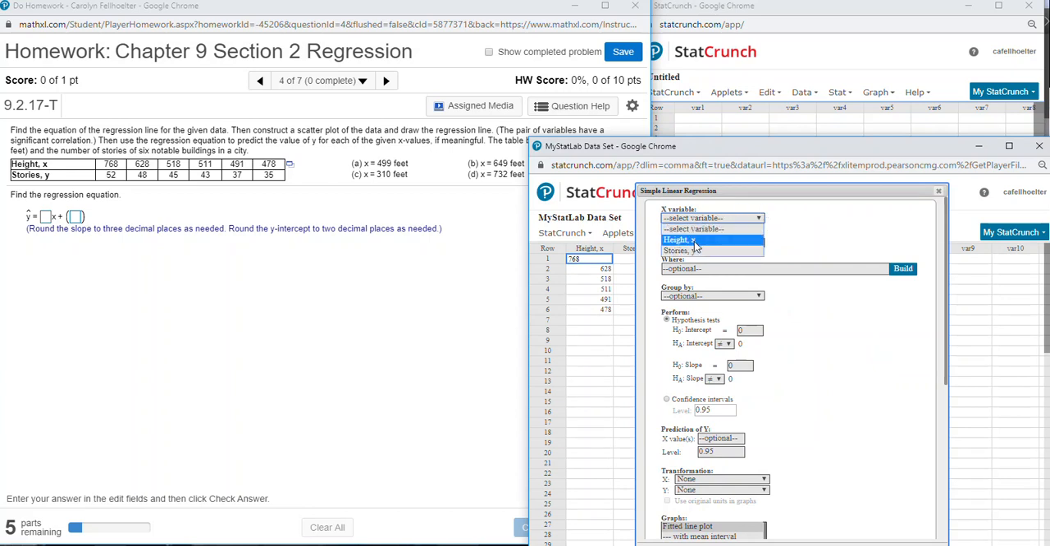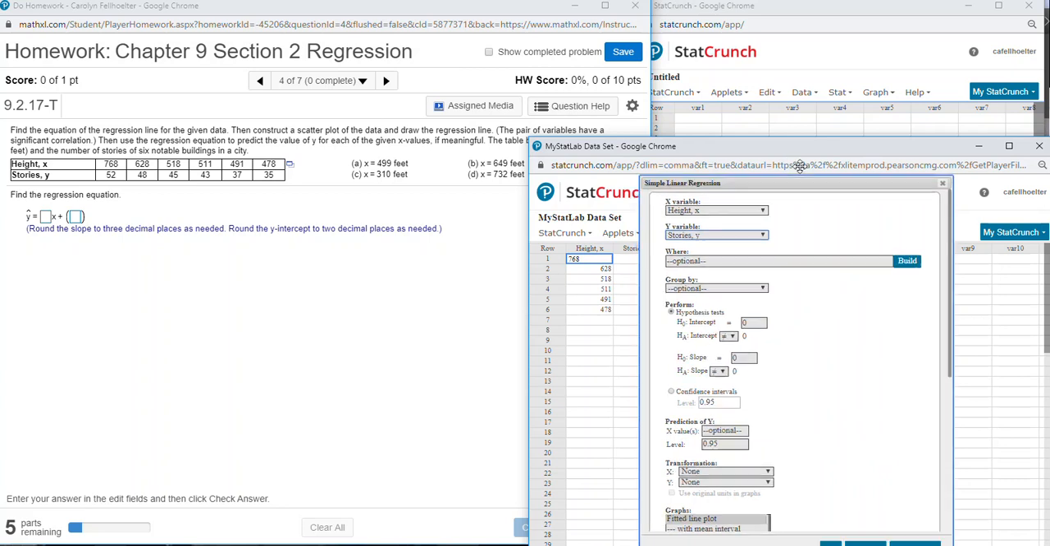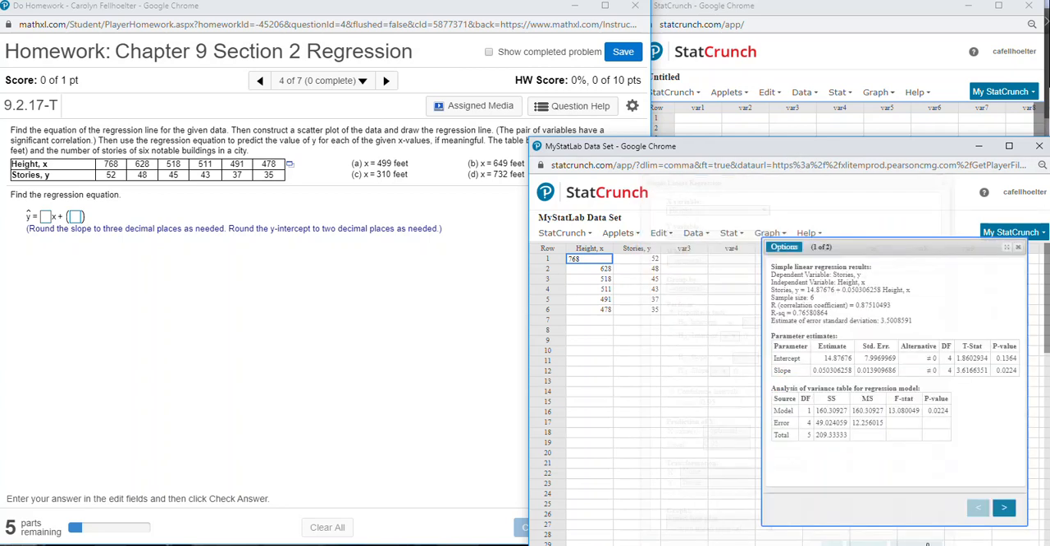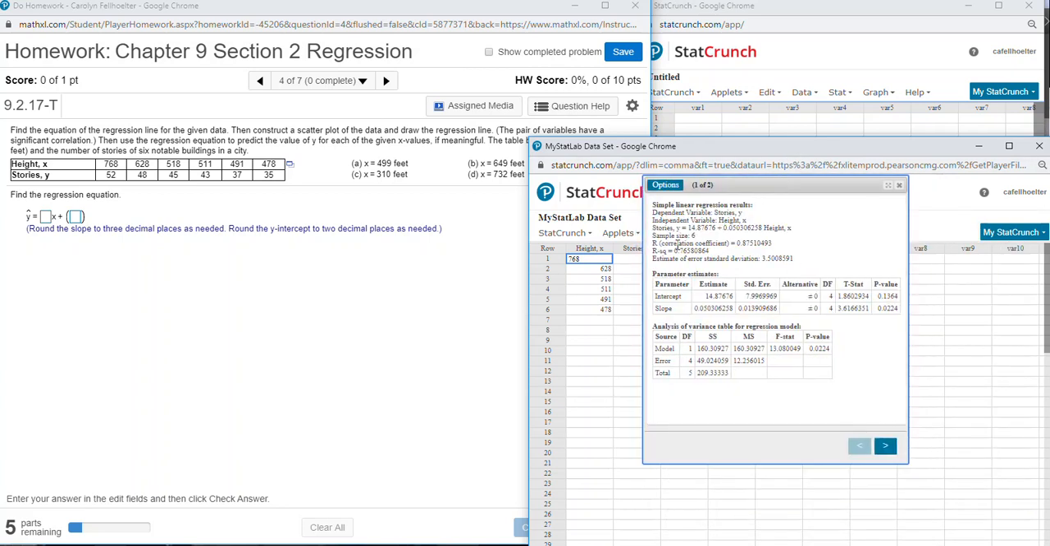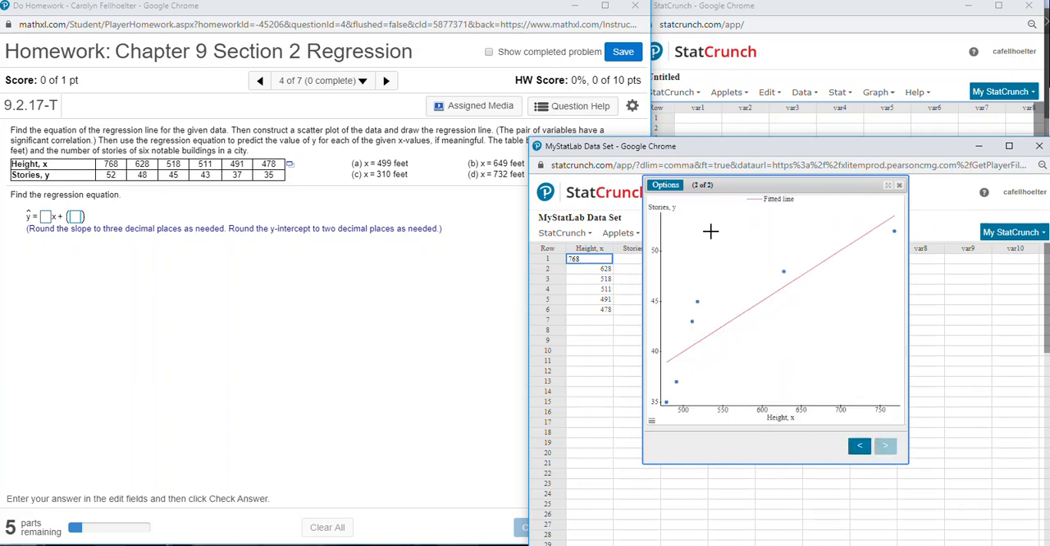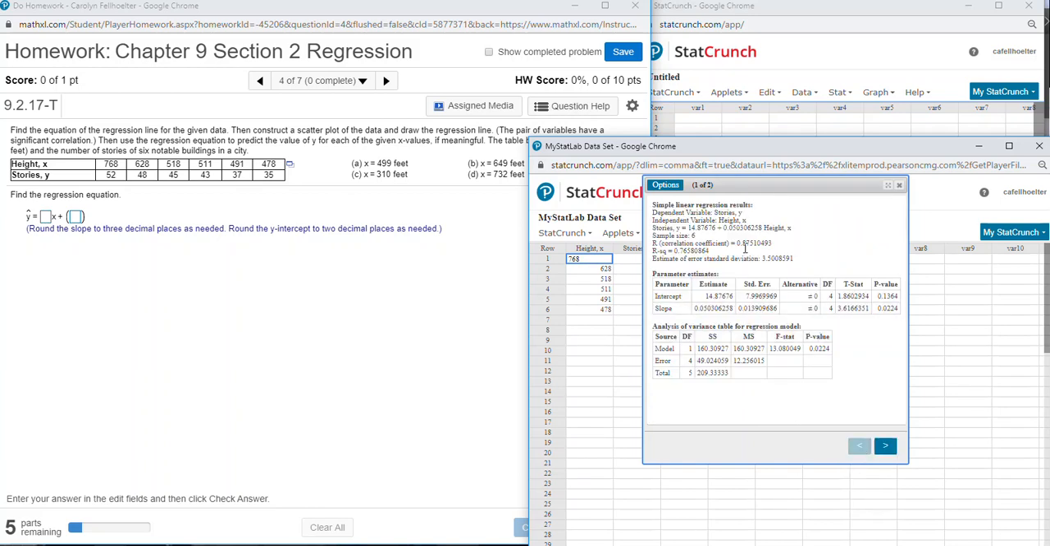Independent x value is the height. The dependent y variable is stories. And we're going to hit compute. And let's see what we got. Here's the regression equation. I always like to glance at the scatter plot, and we can clearly see we do have positive linear correlation by looking at it just visually. So let's see what's going on here.